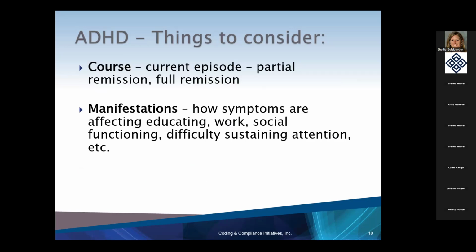Manifestations. So examples, what are some of the symptoms impacting that patient's daily social functioning, their education? So are there underlying manifestations that impact this patient's condition? Again, this supports the frequency, the treatment decisions. If you're titrating medications or transitioning to a different medication, it all starts to tell a story for that reader.